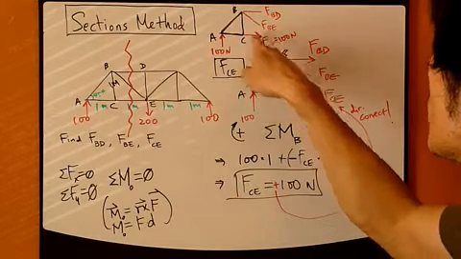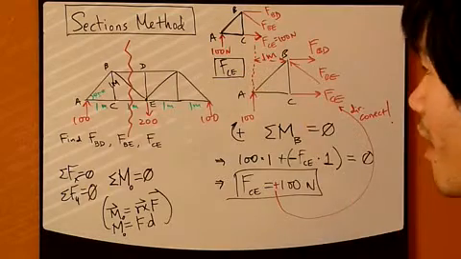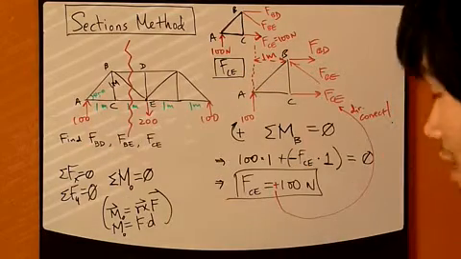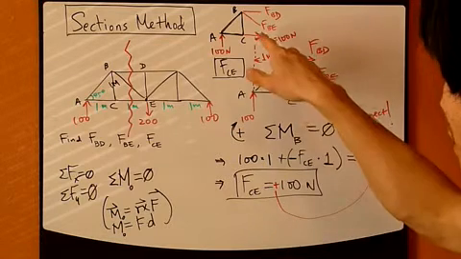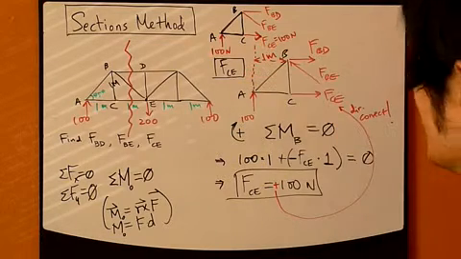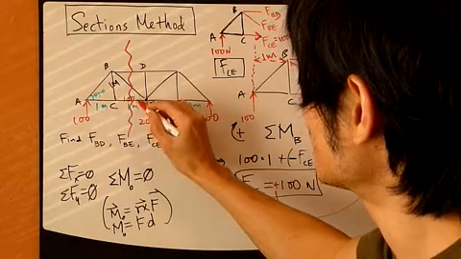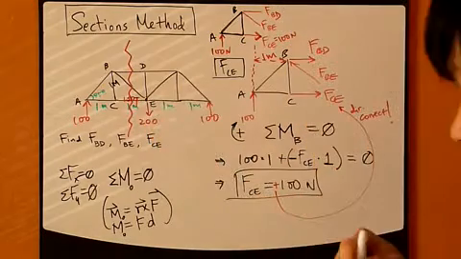Now FCE going to the right means that the CE member is under tension. Again, use Newton's third law to help you figure that out. So CE is under tension. Now I can come back to this. So this is 100 tension.